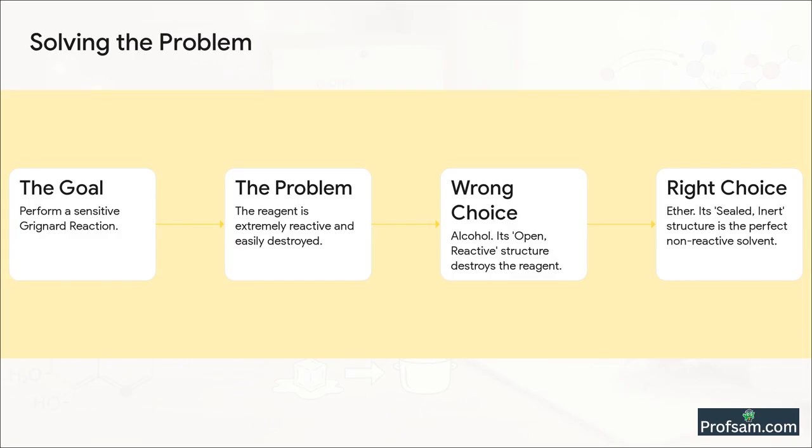What if we pick alcohol? Well, remember our mental picture? The open and reactive alcohol with its exposed OH group? It would immediately attack and destroy our valuable Grignard reagent. The reaction would simply fail.